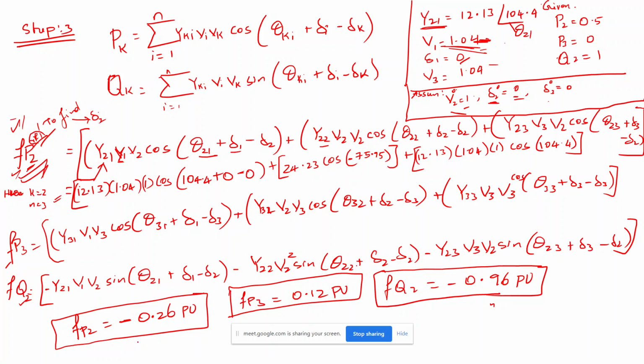So how many of you got these values? FP2, FP3 and FQ2. Did you get these values? Rishabh? Rishabh, are you there?